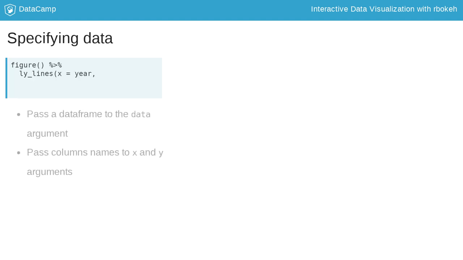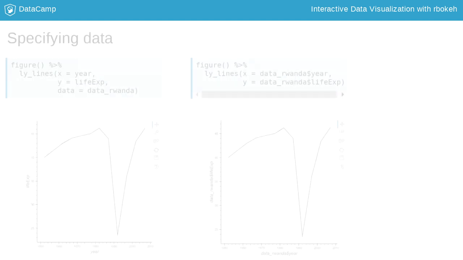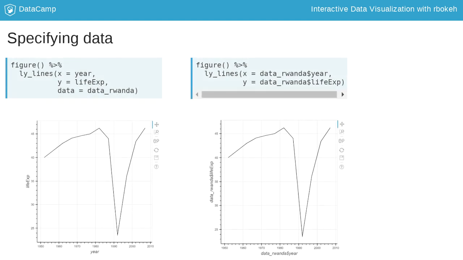So far, we've seen one way of specifying data in rbokeh layers, where you pass a data frame to the data argument and the column names from this data frame to the x and y arguments. The other way is to pass vectors to the x and y arguments. This will produce the same output except for the axis labels.